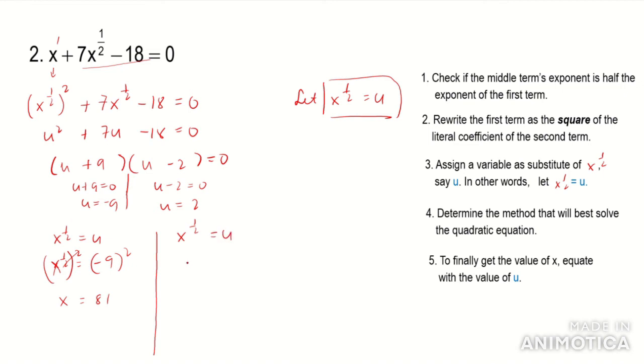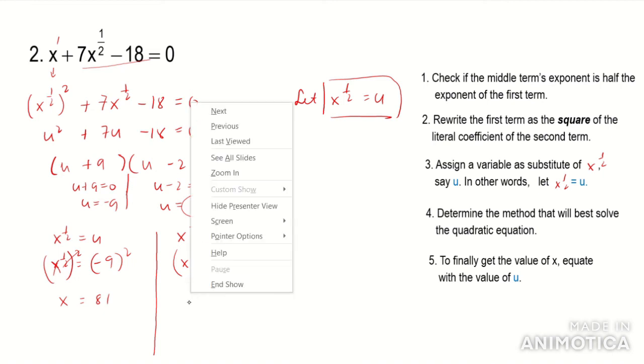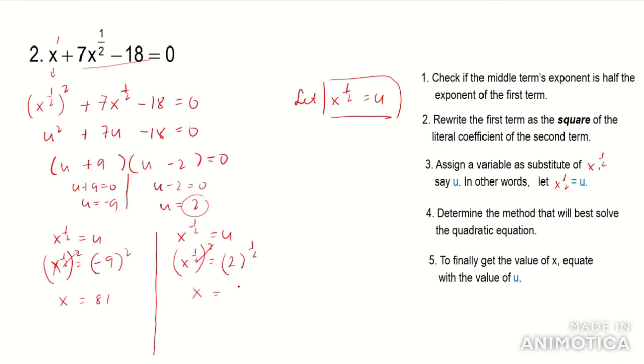Then, we have x raised to 1/2 is equal to, our u is equal to positive 2. Then, we raise both sides to the reciprocal of 1/2, which is 2. Okay? So, that's what we'll have here is x. So, we have now, this is squared. This is squared. Sorry for this. This is not 1/2. That is squared. Okay. So, we have now 2 squared is equal to 4. So, we have two solutions, 81 and 4.